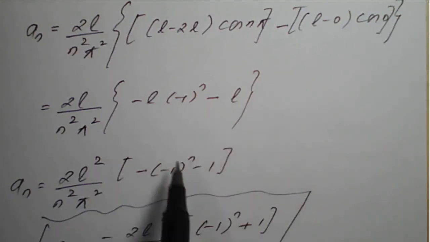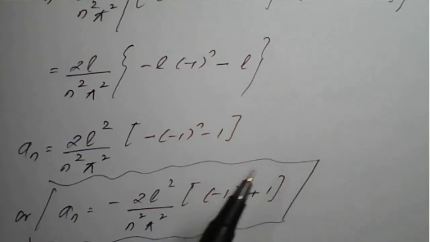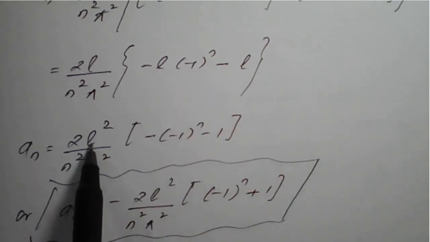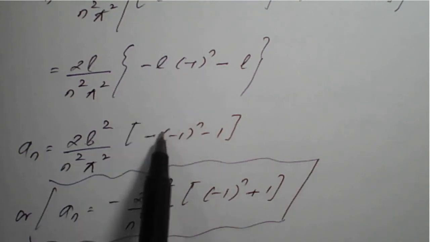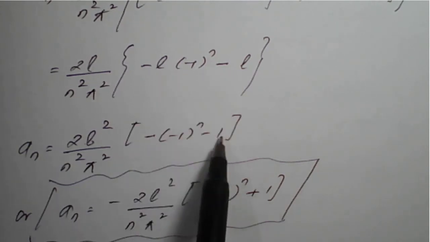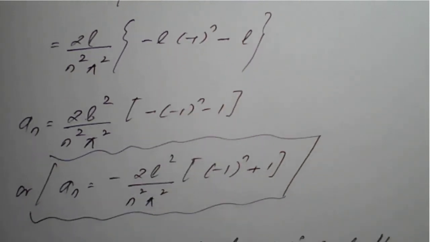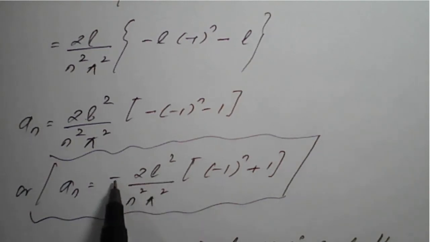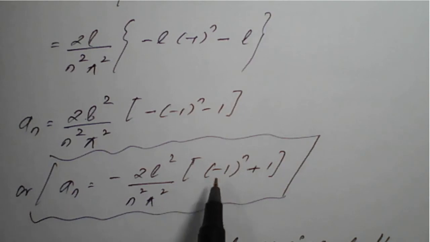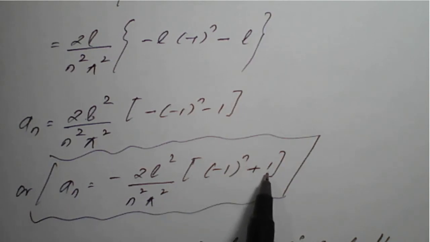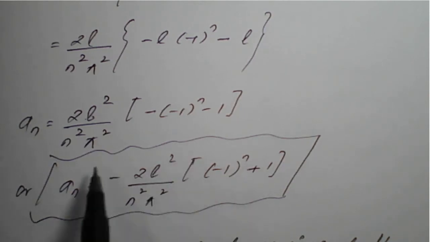So therefore, on final simplification and taking L common among this, we'll get L into L, this will become L square, and here we'll get minus 1 raised to n minus 1. So on taking the minus sign common, we'll get finally minus 2L square upon n square pi square into minus 1 raised to n plus 1. So this is the required value of an.